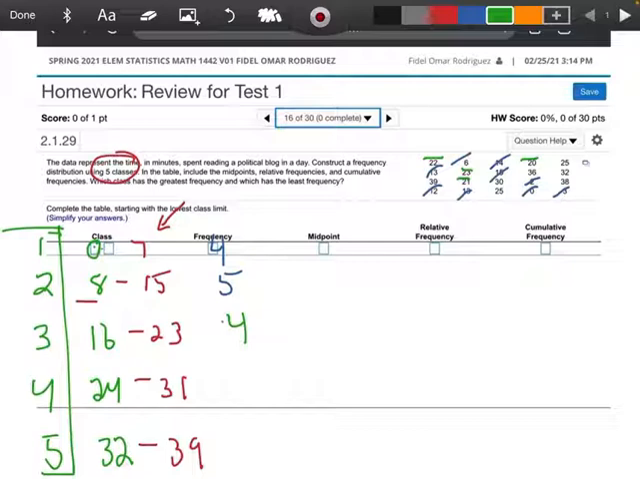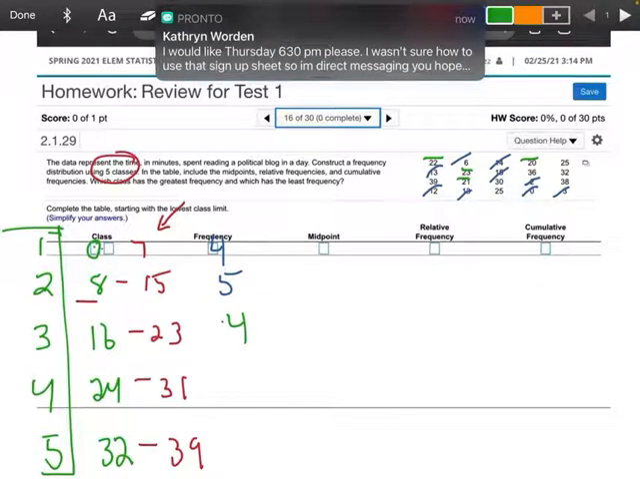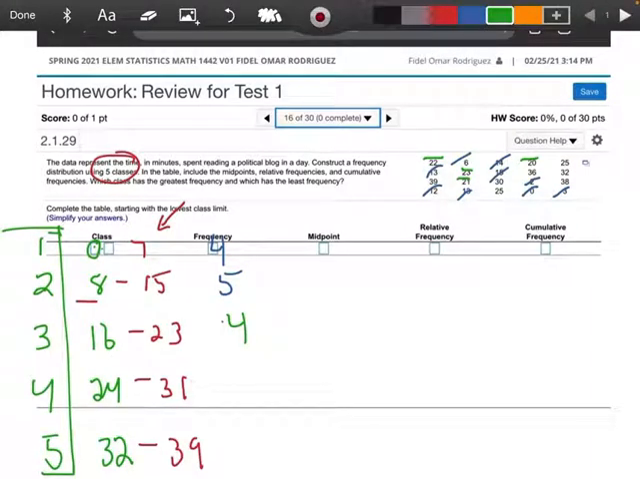And then between 24 and 31, let's see, I have 1, 2, 1, 2, is that it? Looks like it's just those 2. And then between 32 and 39, let's see. Oh, did I get that 30? Between 24 and 31, I don't think I got this 30 yet, so let's make this a 3.